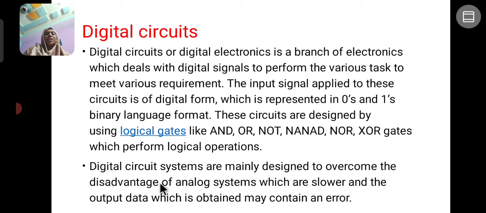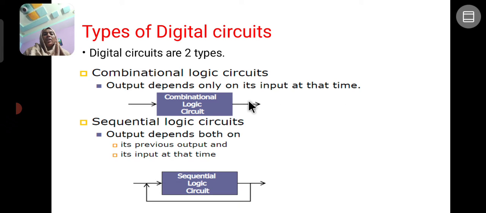Mainly these are designed to overcome the disadvantage of analog systems, which are slower and the output data obtained may contain an error. Digital circuits are mainly implemented or designed by using logic gates. AND, OR, NOT, NAND, NOR, XOR, XNOR are the basic logic gates. Digital circuits are mainly divided into two types. One is combinational circuit, the second one is sequential circuit.